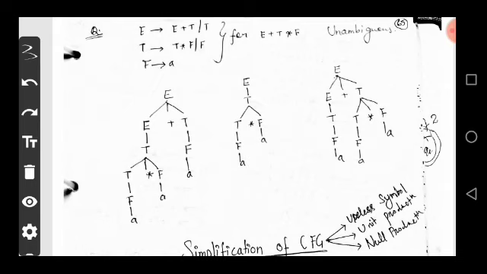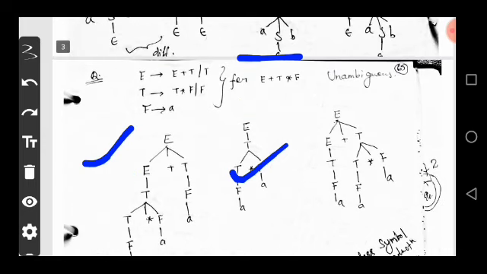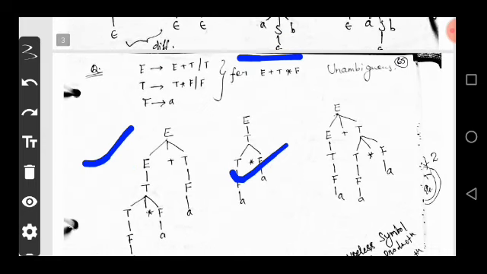Now move on to the next question. E produces E plus T, T produces T asterisk F, or F produces E. For E plus T asterisk F, it is an ambiguous grammar, because when we try the leftmost derivation and rightmost derivation of the given grammar and production rule, it is an ambiguous grammar.